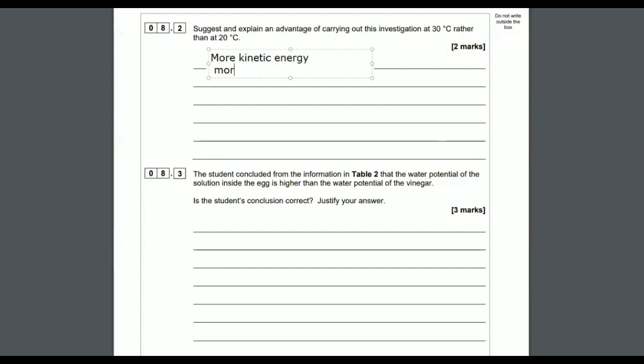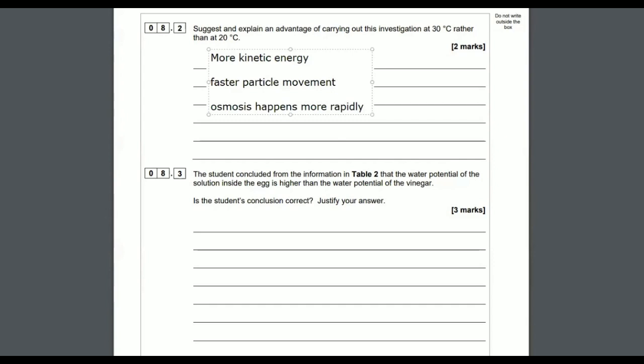You've got more kinetic energy. Particles are going to move faster. We're not using enzymes this time. We're using particles because this is an osmosis practical essentially. So if the particles are moving faster, osmosis will happen more rapidly. Our experiment's going to get done more quickly.